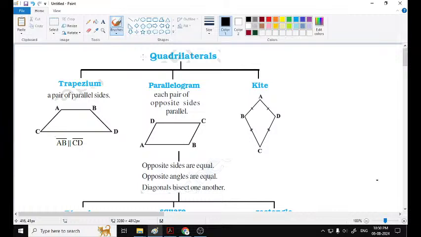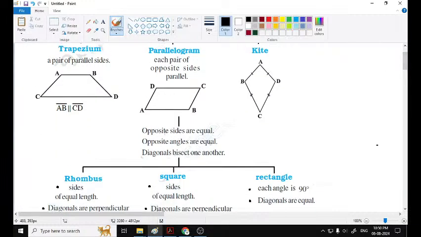Quadrilateral is a closed figure having 4 sides, 4 vertices and 4 angles. It can be classified as trapezium, parallelogram and kite. Trapezium is a quadrilateral with a pair of parallel sides, only one pair of opposite side is parallel. In parallelogram, each pair of opposite sides is parallel. So AD is parallel to BC and AB is parallel to CD, and this is a kite where adjacent sides are equal.